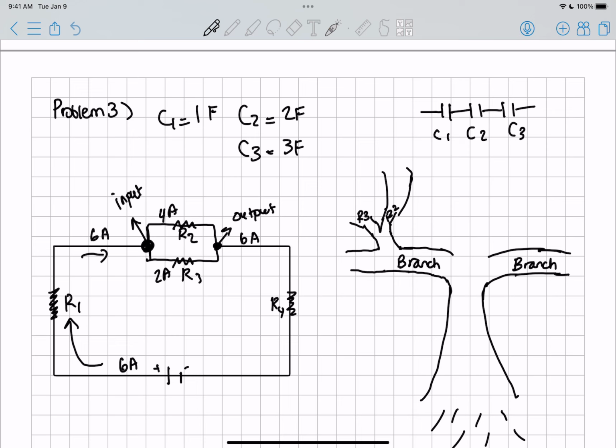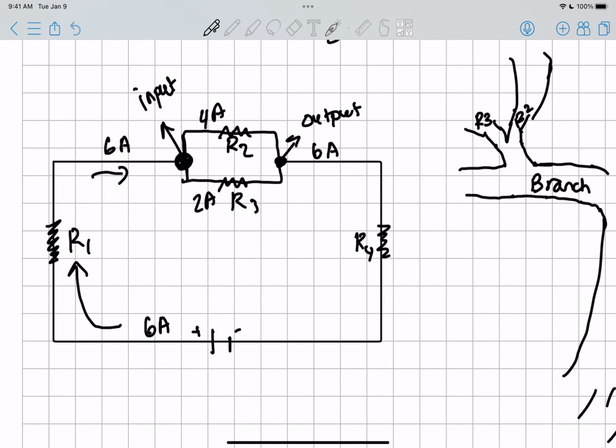So the goal with simplifying circuits and the goal with all these problems is to get every single thing, capacitors or resistors, in series with one another. That is the goal, right? So I encounter a branching point and I'm like, okay, well, now the current is split off.